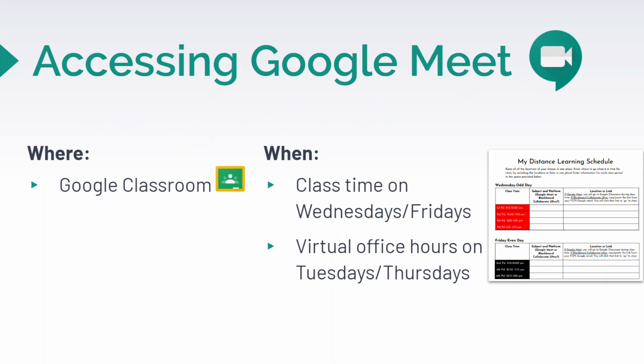First, know that students will only be accessing Google Meet links through Google Classroom. Also, know that students have been told that when they are accessing Google Meet links, it will only be for synchronous class time on Wednesdays and Fridays, and for virtual office hours that they sign up for on Tuesdays and Thursdays. Students also know that only some of their teachers are using Google Meet, and some are using Blackboard Collaborate Ultra. They are tracking this in a distance learning schedule template that they are filling out themselves.